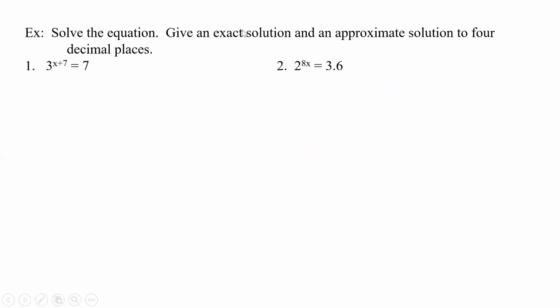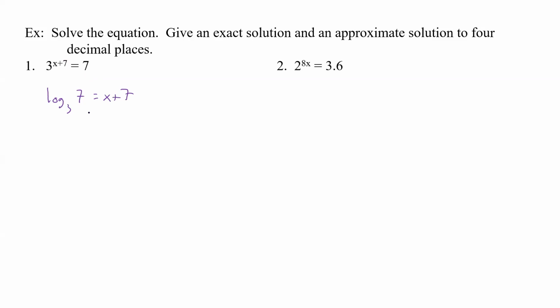All right, so here we're going to solve the equation, give an exact solution and an approximate solution to 4 decimal places. So we're actually going to have to plug it in to our calculator and see what it is. All right, so what are we going to do? On this one, we need to think about our bases and our values and our exponents and kind of go from there. So our exponent is x plus 7, our base is 3, and our value is 7. So it's going to be log base 3 of 7 equals x plus 7. Now, if you don't remember, 3 to that power equals 7, and that's what we have here.